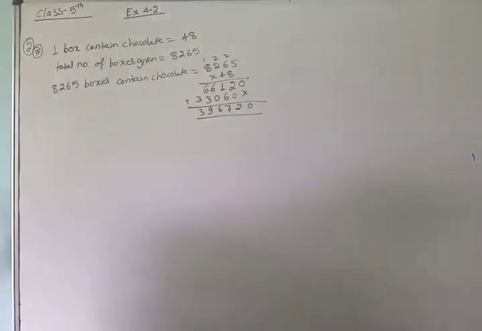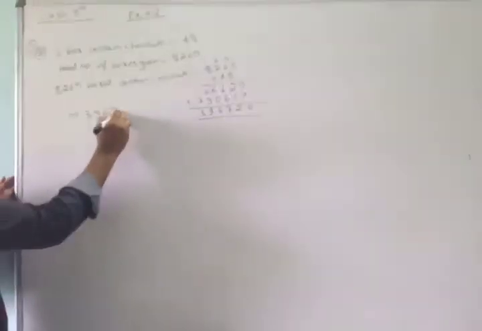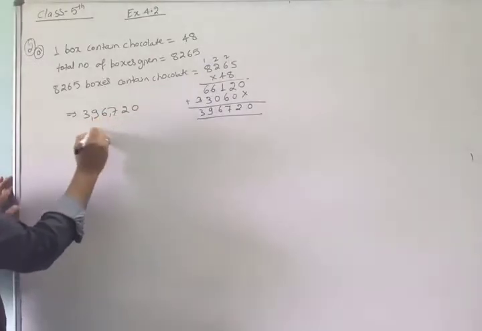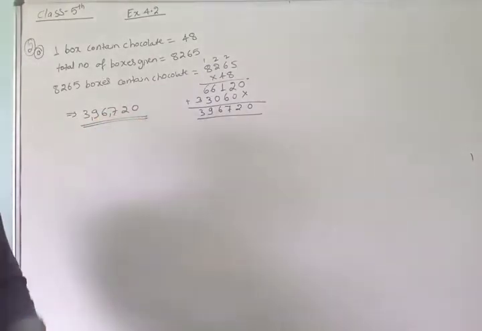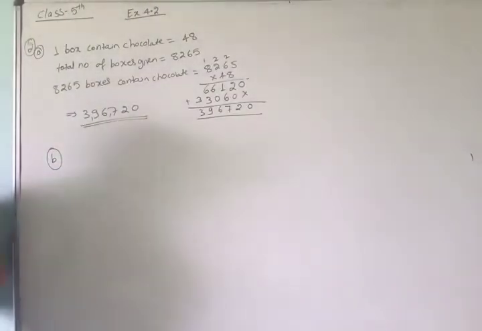0, 2 6 plus 1 7, 6 6 plus 3 9 and it is 3. So it is 396720. So our answer is 396720. It is our answer. This much chocolate contain this much boxes. Then come on next, that is B.